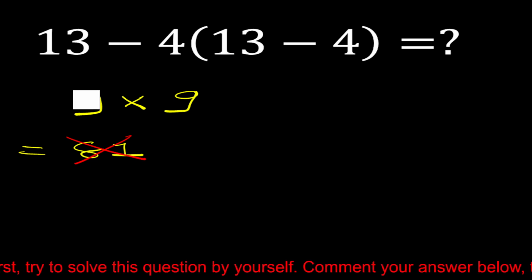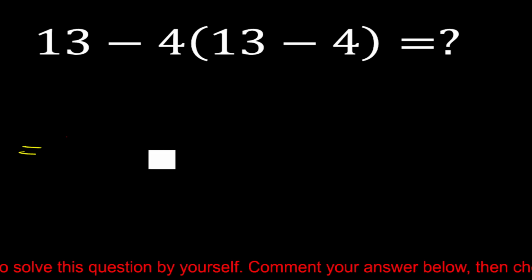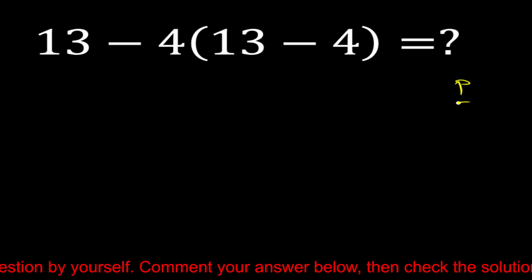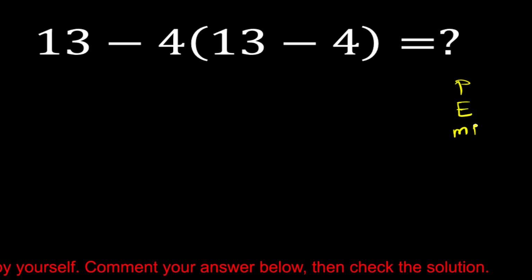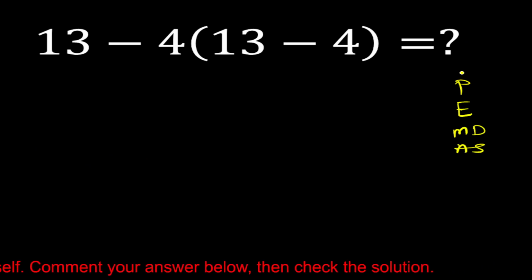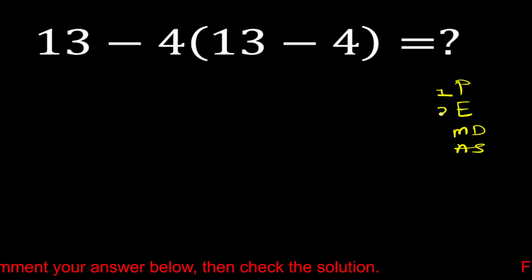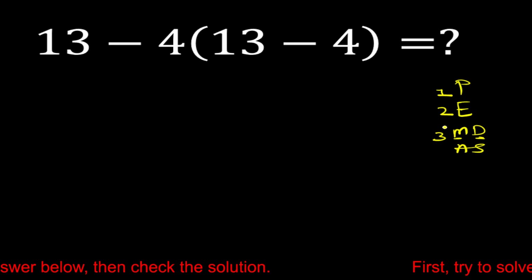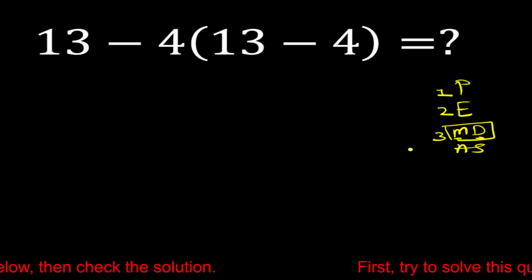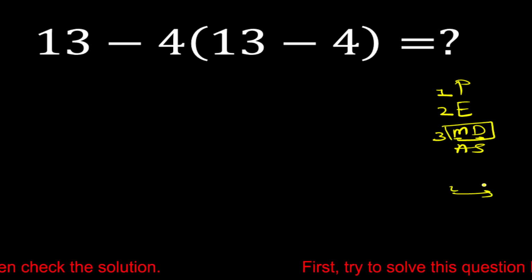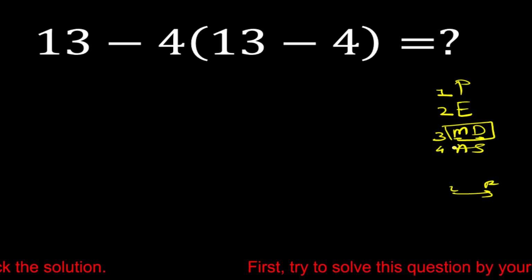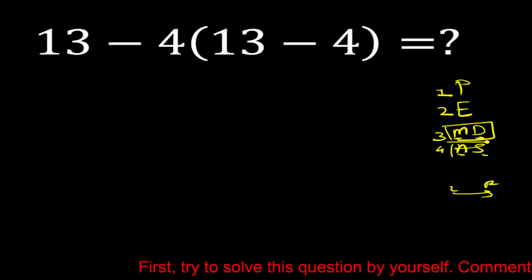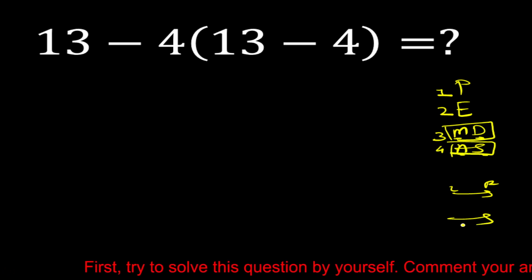So now let's solve this problem correctly by using the PEMDAS rule. According to the PEMDAS rule, first priority is parenthesis, second priority is exponents, third priority is multiplication and division. Multiplication and division both have equal priority, so we have to solve it from left to right. Fourth and last priority is addition and subtraction. Also, addition and subtraction both have equal priority, so we have to solve it from left to right.